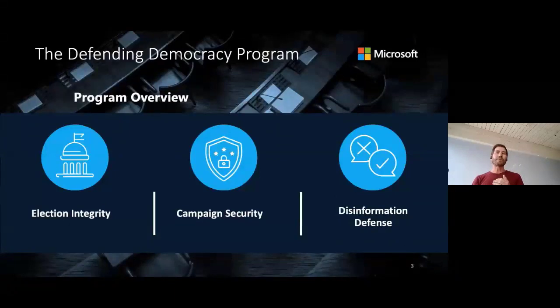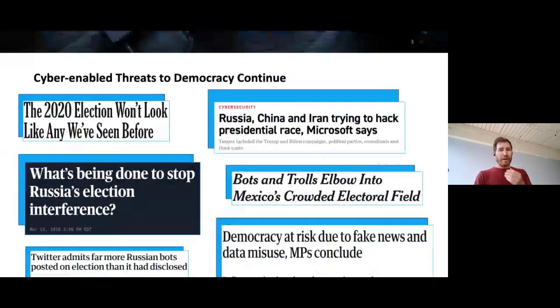So the Defending Democracy program is a program started by Microsoft in April of 2018. It was in response to a lot of things. And we'll talk about that and how we view the challenge, or the opportunity, to help democracies. We have three key pillars that we work in: election integrity. ElectionGuard is part of the election integrity pillar. We have a campaign security pillar, and also a disinformation defense pillar.